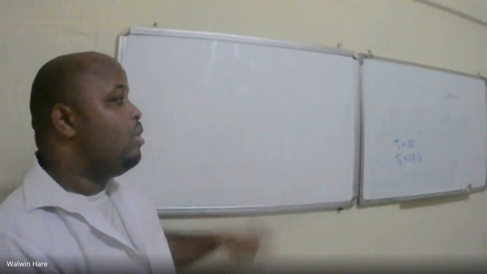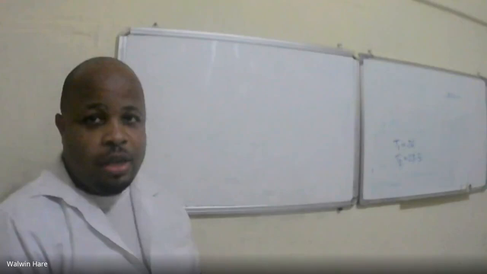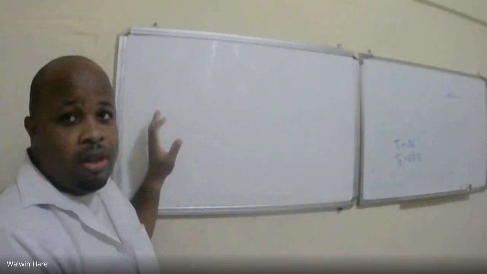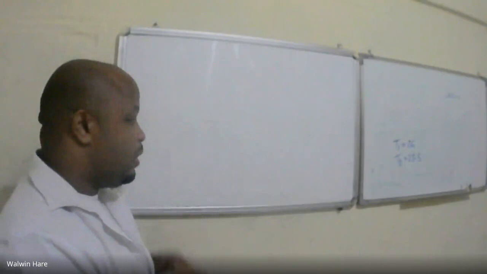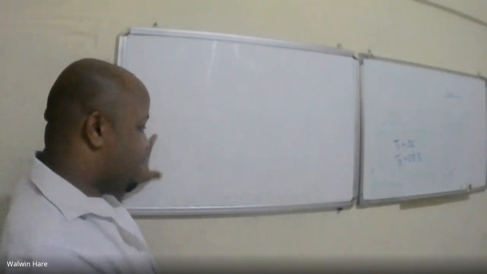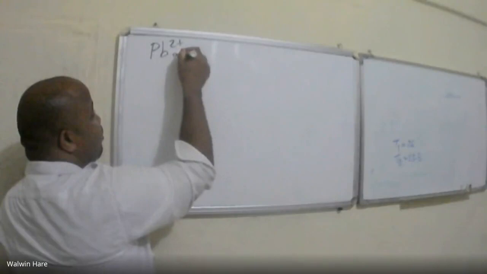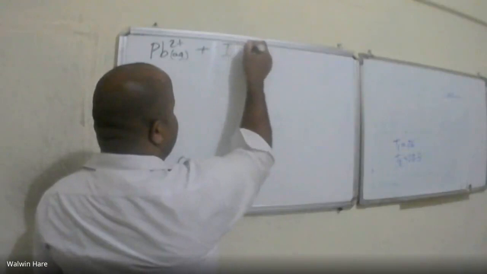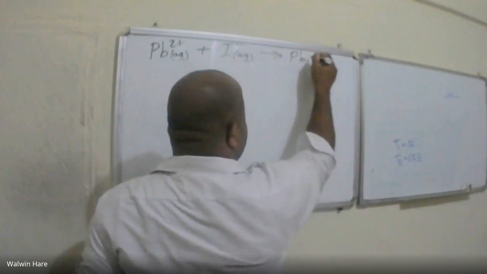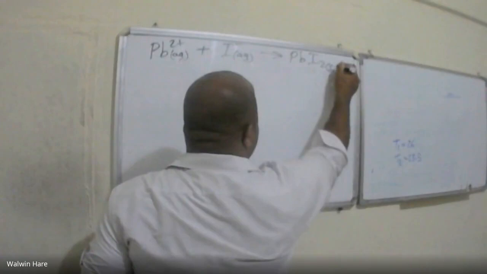produced. So if I add potassium iodide, you should know that the lead ions would combine with the negative ion of the solution that you are using as the precipitating reagent. If it's a negative ion that is the analyte, then it will combine with the positive ion of your precipitating reagent. So if I add potassium iodide, then the lead ions, as I've shown you before, will combine with the iodide ions of potassium iodide, and you will get the precipitate of lead iodide, PbI2 solid, right?